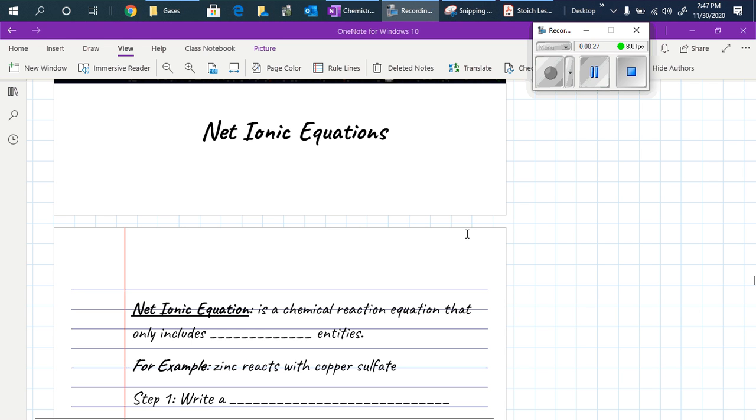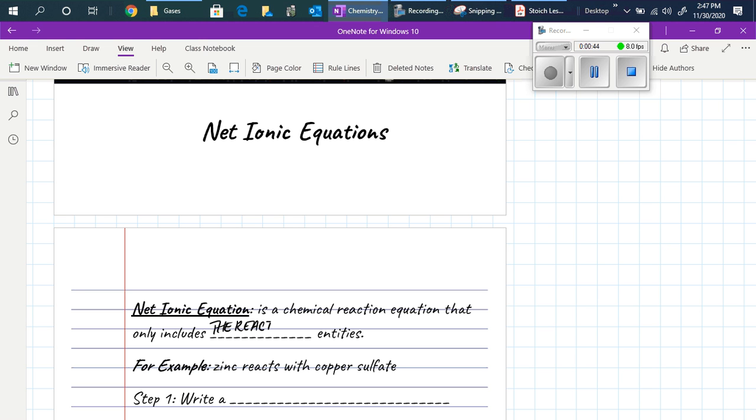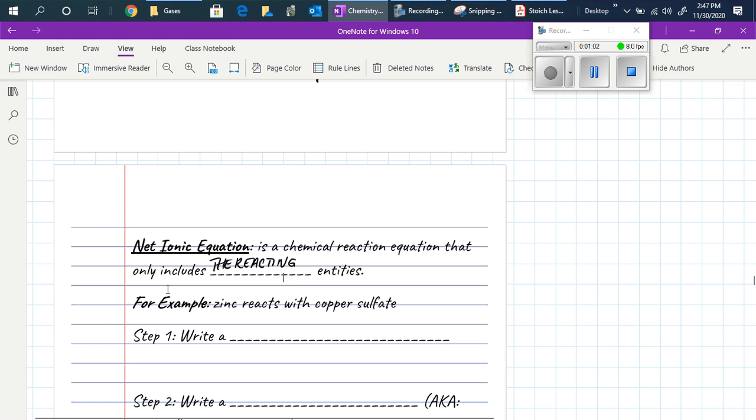Okay, so when we are talking about net ionic reaction, it's a chemical reaction that includes only reacting entities. So only whatever is reacting. Whatever is there as a spectator standing there is not considered to be a part of the net ionic reaction. So let's see an example.